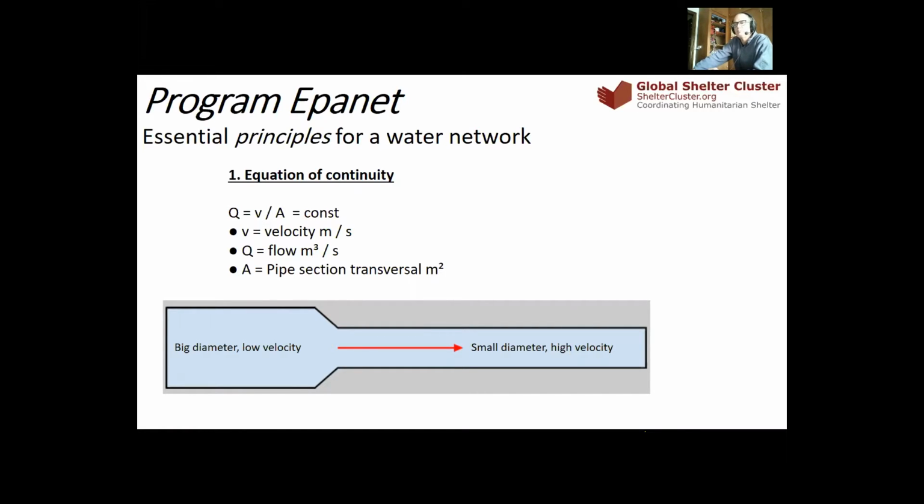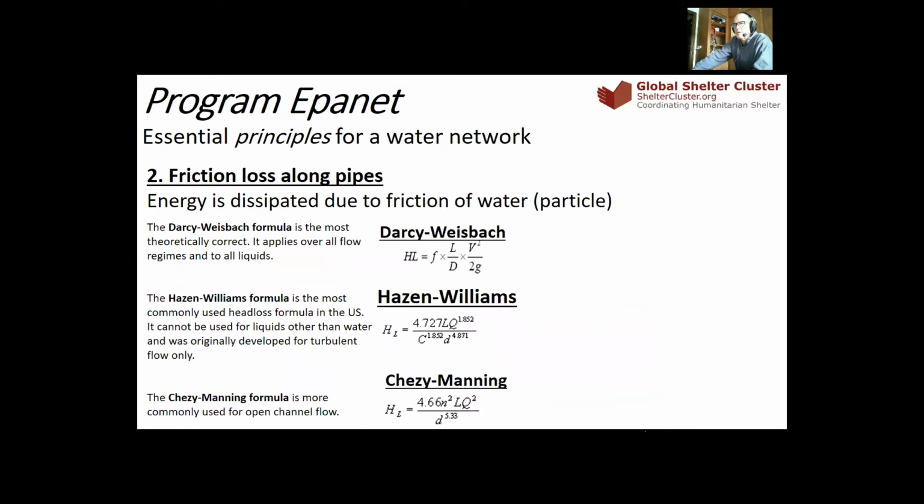But I think it's very important to understand that the same amount of water flowing in a big pipe has a lower velocity compared to the same amount of water flowing in a small pipe. So the Q stays always constant in a pipe, but the speed, the velocity of the water might change. And we will see now that the speed for a water supply network is a very important parameter to consider.